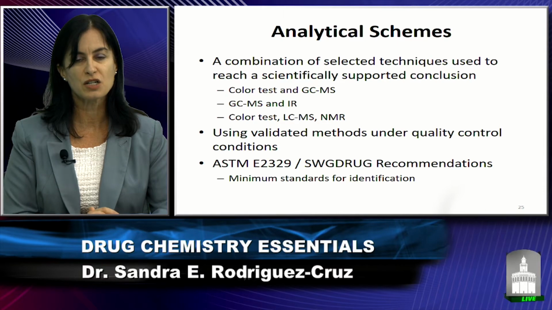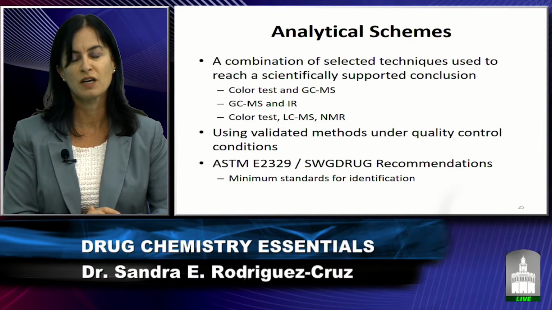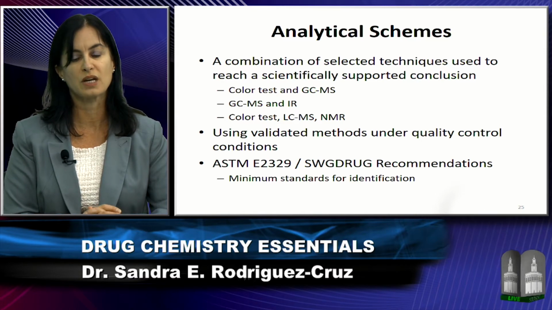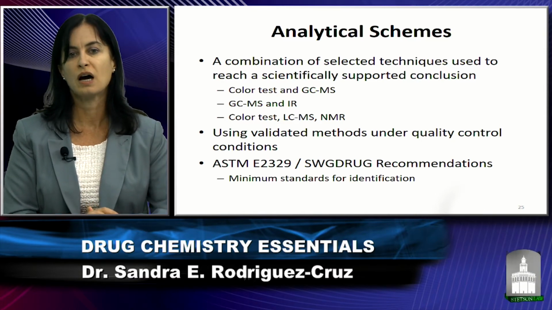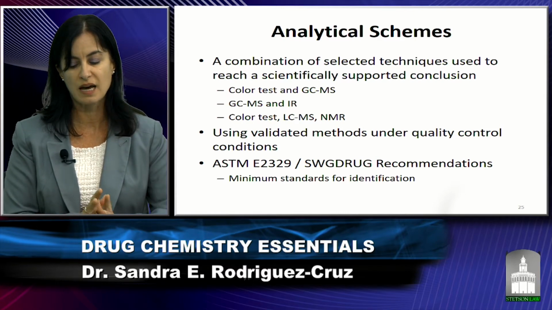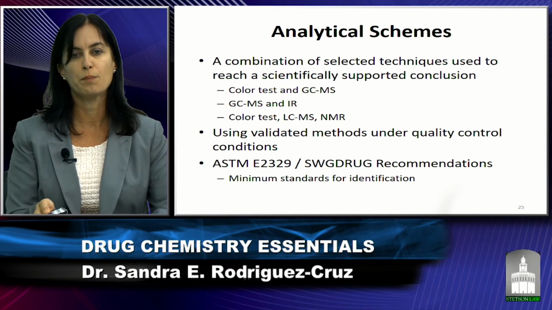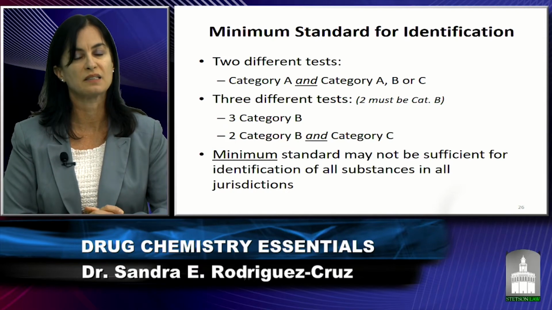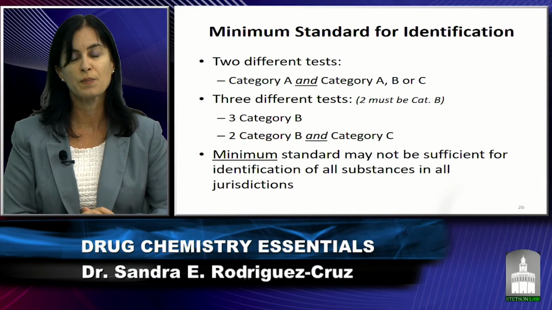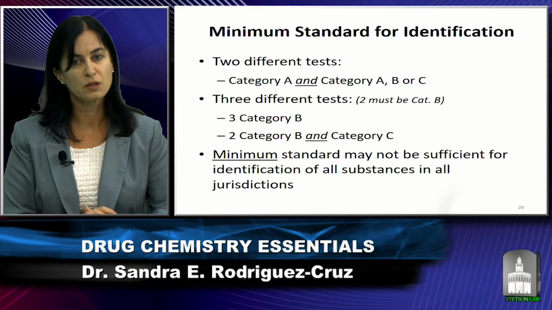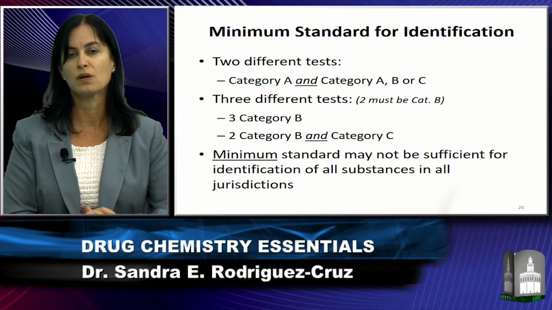There are organizations such as the Scientific Working Group for the Analysis of Seized Drugs that have put out minimum standards for identification. A lot of these recommendations have also been taken through standard development organizations. And in specific, ASTM document E2329 has established minimum recommendations for the analysis of seized drugs. And those minimum recommendations are as follows.